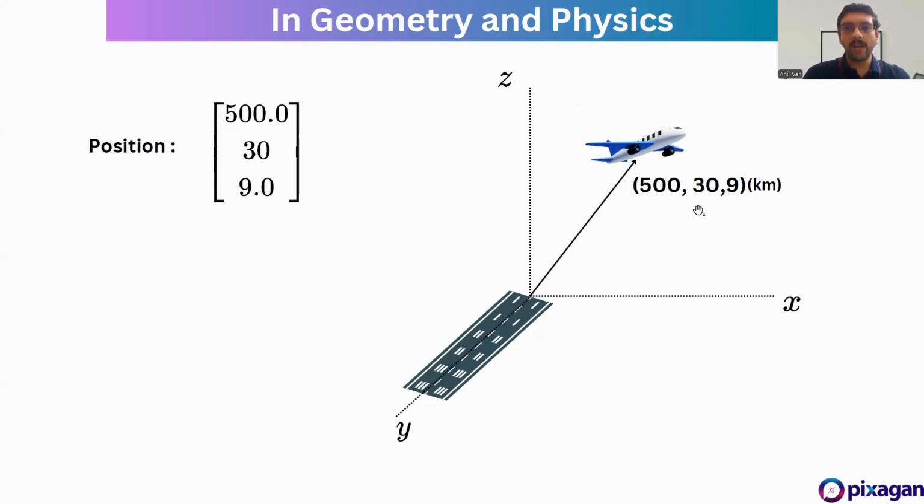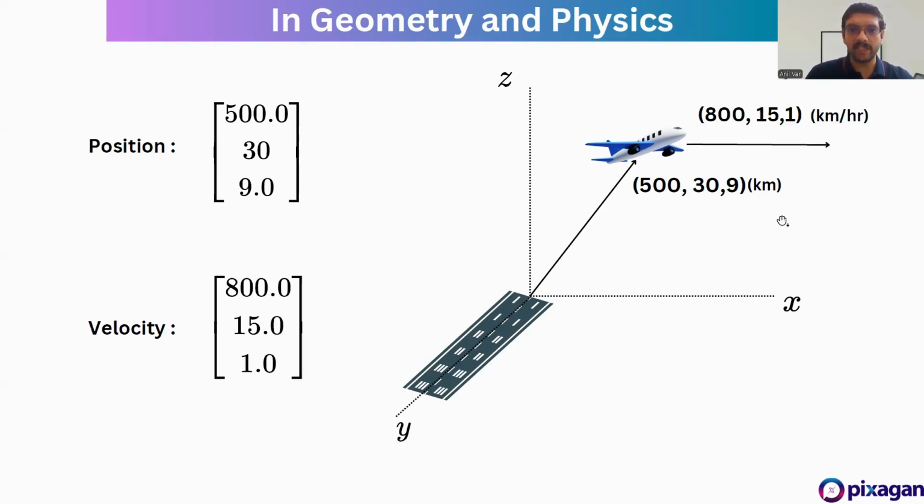If you want to understand where the aircraft is, let's say it's now flown 500 kilometers in the x direction, 30 kilometers in the y, and it's flying at a height of 9 kilometers, right? So that's the distance it's covered. You can represent that as a position vector, right? And in this case, the unit is kilometer. I'm not writing the units here, but you can represent that as a vector, and it becomes the position vector of the aircraft. And as the aircraft moves, the position vector changes. So at any given point of time, you can have a position vector for the aircraft.